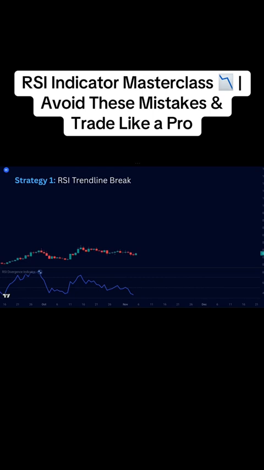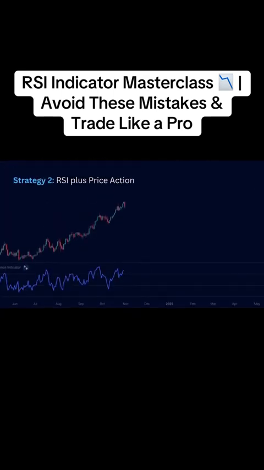Strategy 1, RSI trendline break. Yes, you can draw a trend line directly on the RSI. When RSI breaks that line, it often signals a shift in momentum before price reacts. Strategy 2, RSI plus price action. If RSI touches 30, don't just enter. Check if price is at a strong support zone too. The more confluence, the better the setup.